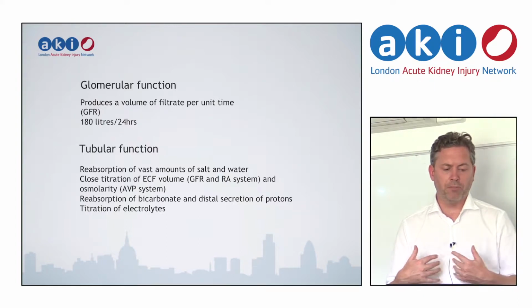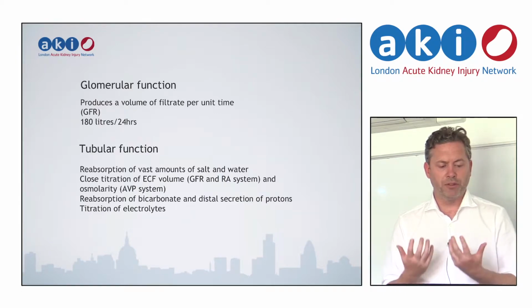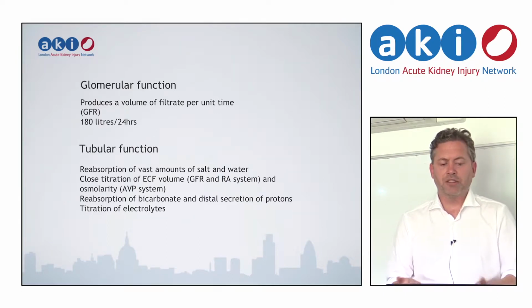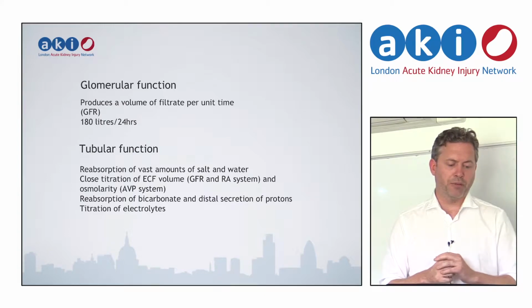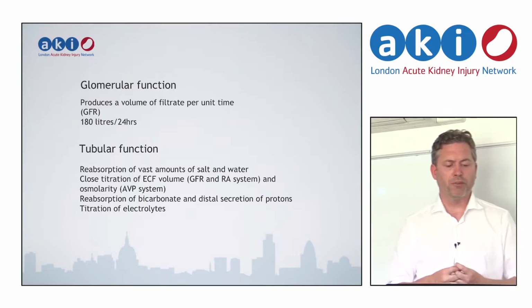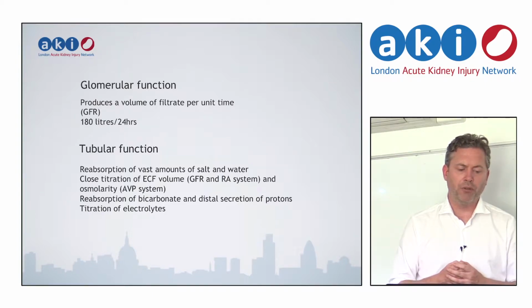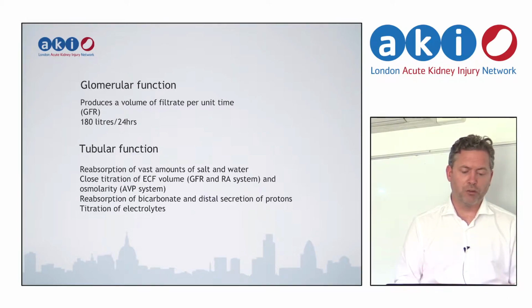We have a massive production of filtrate as blood passes through the kidneys. This can be up to 180 litres in 24 hours. Now clearly if this constituted our urine volume, we would die of hypovolemia fairly quickly. So there's this massive recovery function undertaken by the renal tubules downstream. The renal tubules reabsorb vast amounts of salt and water. They closely titrate the ECF volume.